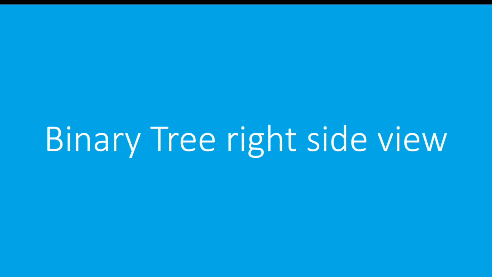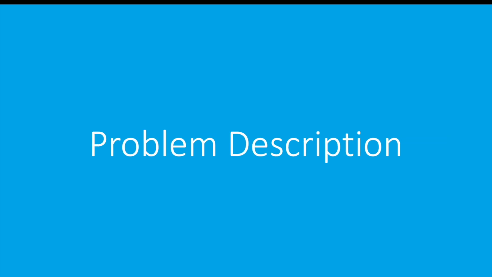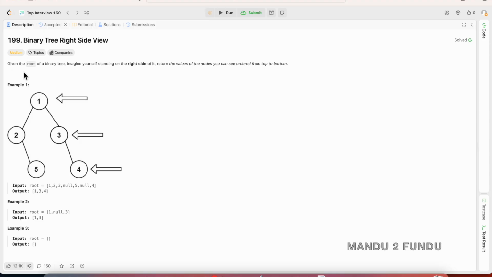In this video, I am going to discuss the solution for finding the right side view of the binary tree. Let's look at the problem description. We are given a root of a binary tree and we have to return all the nodes that we can see from the right side of the binary tree. So in this case, we can see 1, 3 and 4 if we are standing on the right side of the binary tree and look at the tree.